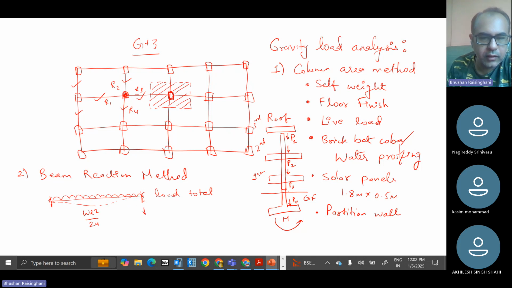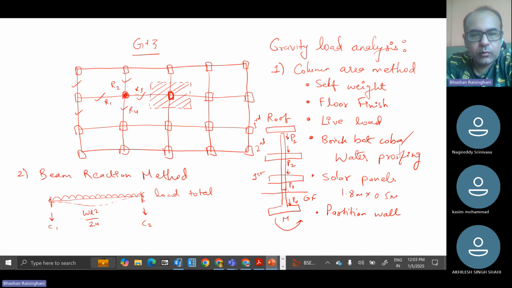Whatever reaction you are getting, you will transfer it to the columns. So you get the reaction, you get the loading on the beam, you can get the bending moment and shear force on the beam. You can analyze and design the beam using this method, and also transfer the force to the column and design the column using this beam reaction method.